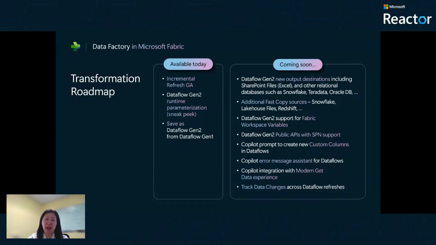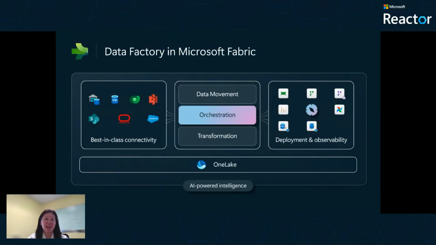Some of the highlights include Dataflow Gen 2 APIs with SPN support, enabling Copilot for Data Factory to support new Copilot skills and capabilities, from helping you drive actionable outcomes with an error messages assistant to bringing the Copilot experience into Get Data. Next, we are going to talk about the orchestration.